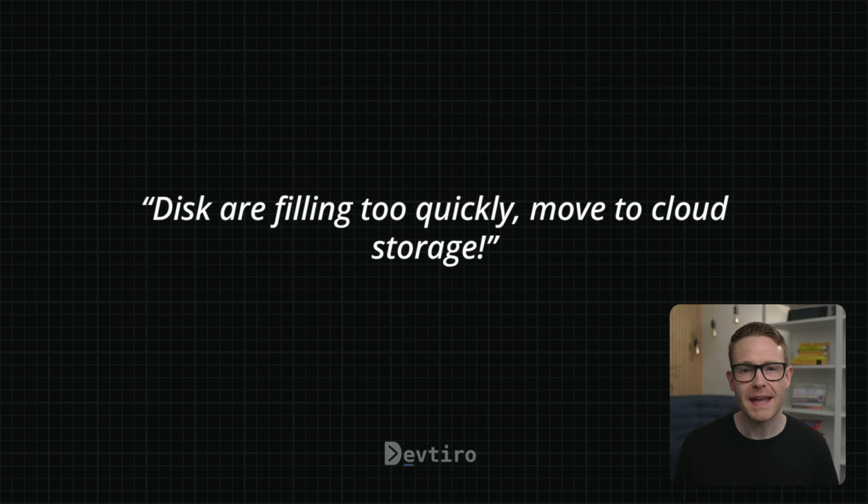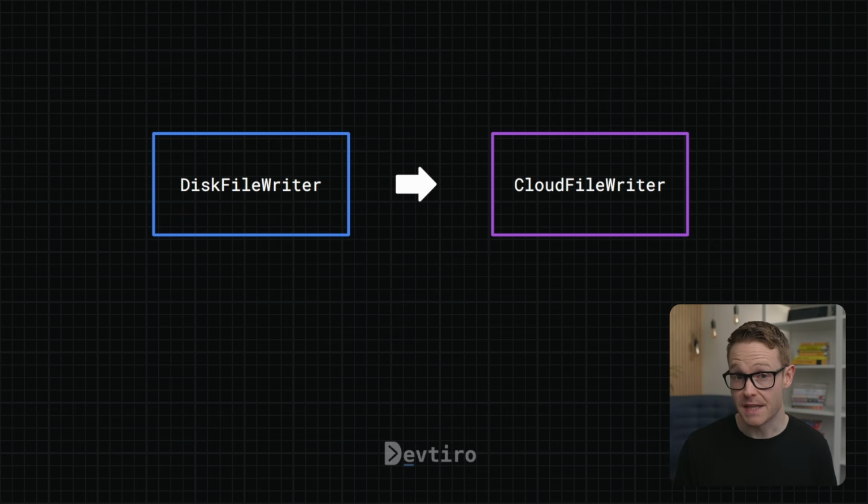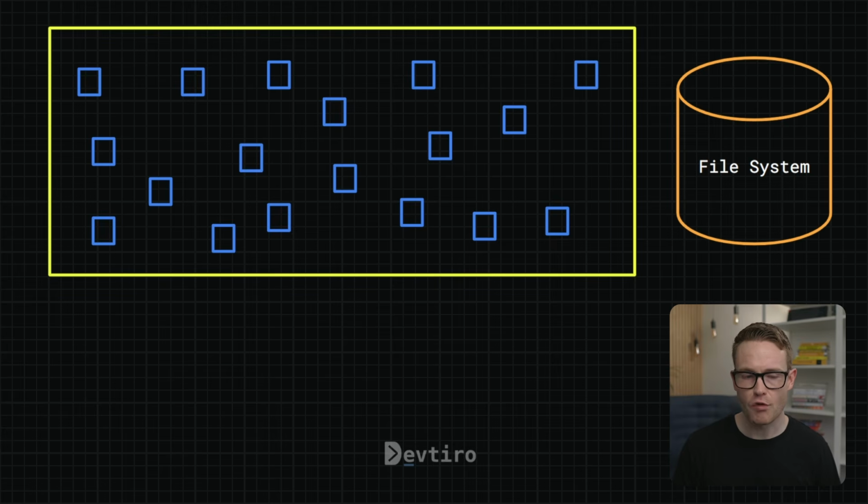But wait, our application is now so popular, the disks are filling up far too quickly. And management have decided that we now need to move to cloud storage. You know what that means. Every time we're using the DiskFileWriter class, we now need to replace it with a CloudFileWriter class. And because we're using the DiskFileWriter class in loads of different places, we'll need to replace it in loads of different places.